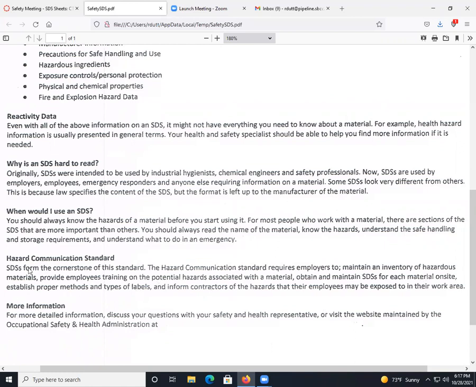Yeah, and for more detailed information, discuss your questions with your safety and health representative or visit the website maintained by OSHA.